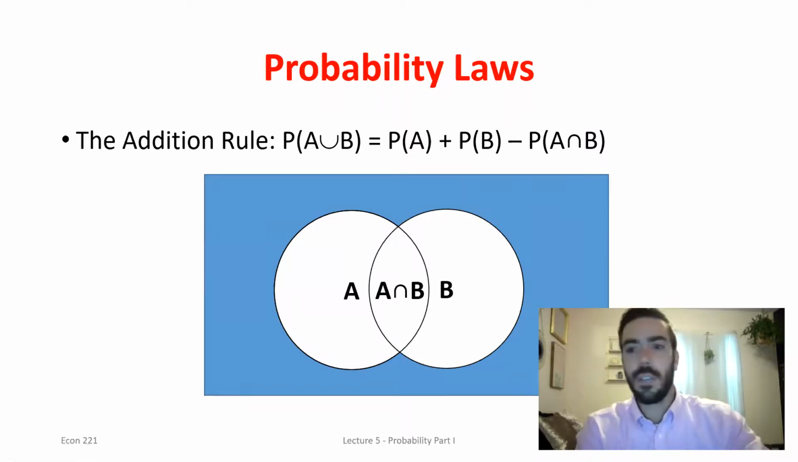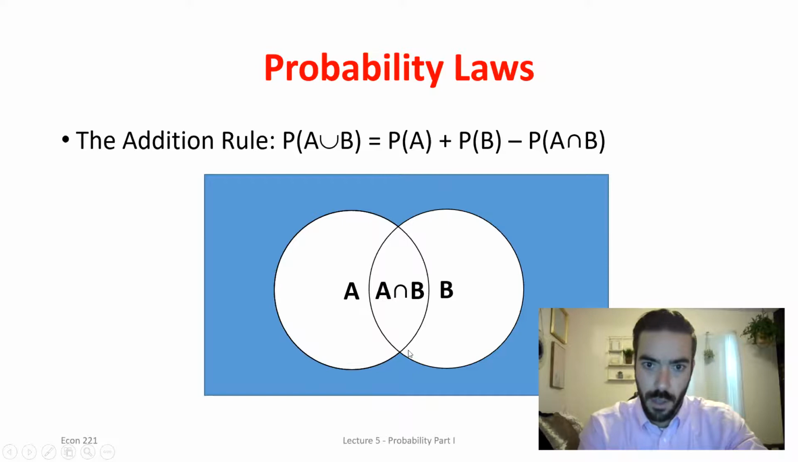So a lot of people think, well, to get the union, wouldn't I just add up the probability of A and the probability of B? So why am I subtracting the intersection of the two? Well, if I think about this, if I took the probability of A, so I took this circle, and then I added it to the probability of B, I've actually double counted what's in both of them.